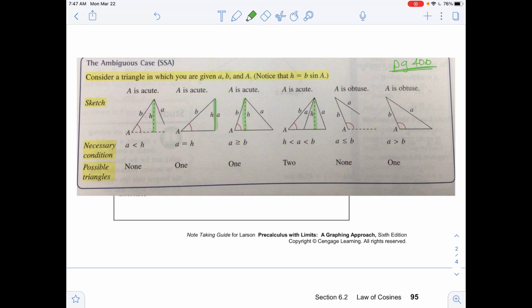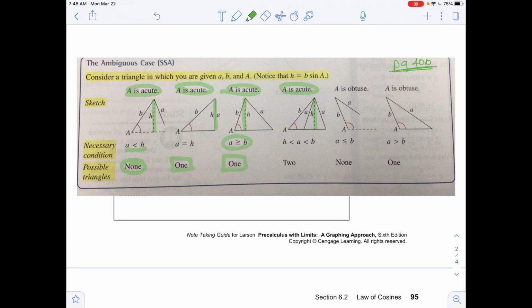So if an angle is acute, which we have these 4 cases, right? And we know side a is smaller than what the height would be, this is no possible triangles. If side a is equal to the height, there's 1 possible triangle. If side a is greater than the height, and it's greater than the other side of the triangle, we know there's 1 triangle possible.